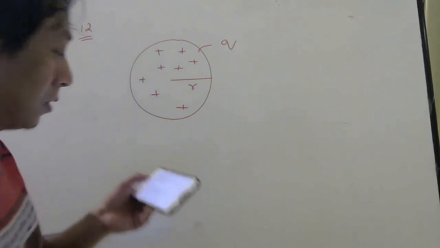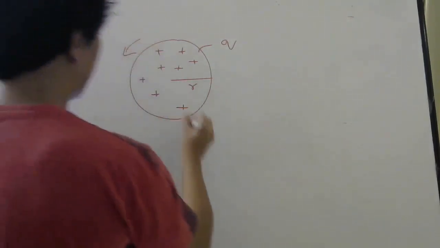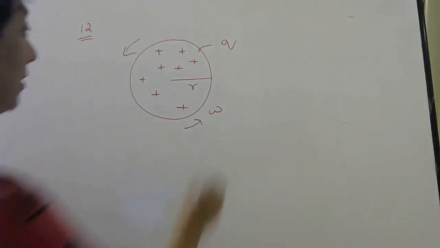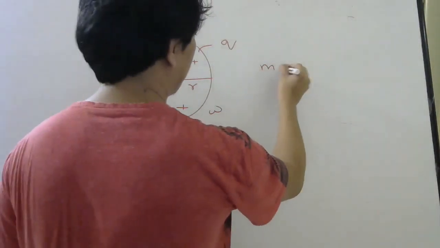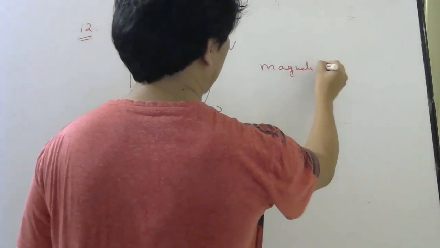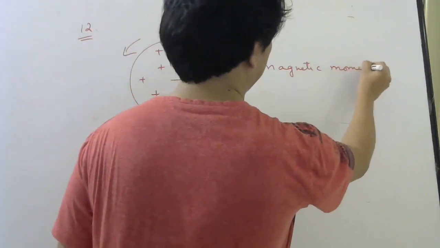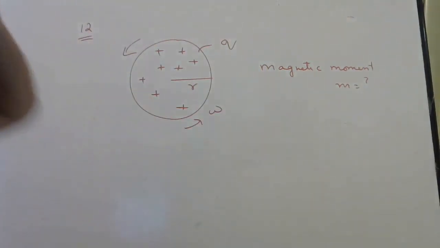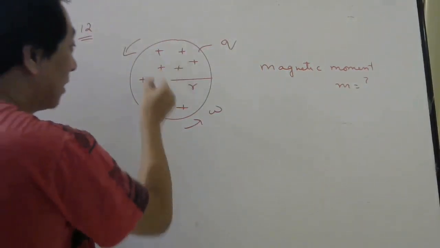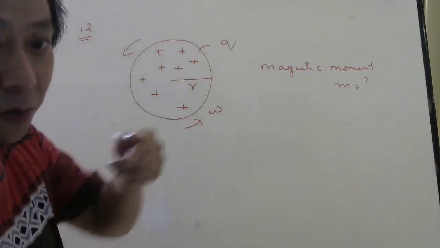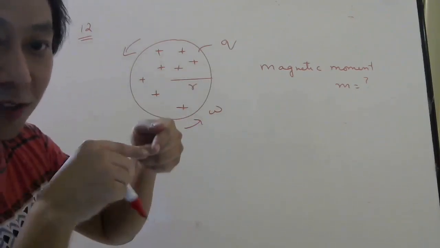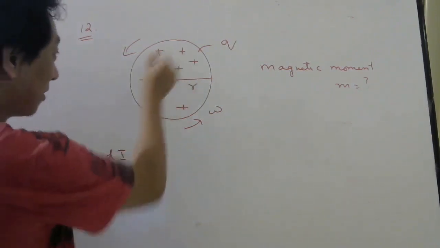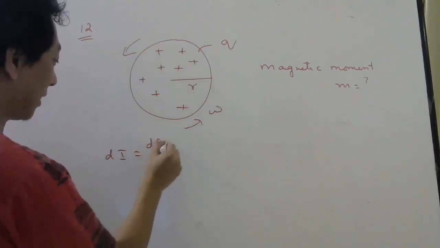Q rotates with angular speed omega. What is the magnetic dipole moment? Magnetic moment, let me write. Now again, what you can do is make a ring here, then wait for one time period. The charge of the ring will pass through any cross section. So the current of any one ring here will be dq by capital T.